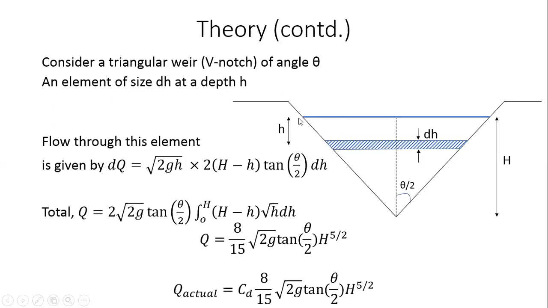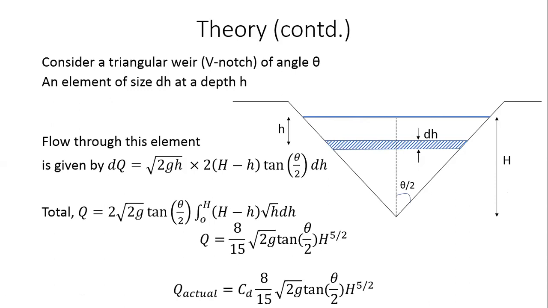Now, if I change this triangular shape to a rectangular shape, the derivation will be very, very straightforward, right? So you can clearly see what you will get. You will get different expressions for this depending on the shape. If it's a triangular shape, you get this 8 by 15 under root 2g tan theta by 2 and all that, right? If I have a rectangular shape, I'll get something else. If I have a trapezoidal shape, you'll get some other expression, right? So I'll leave that to you. It should be fairly straightforward.